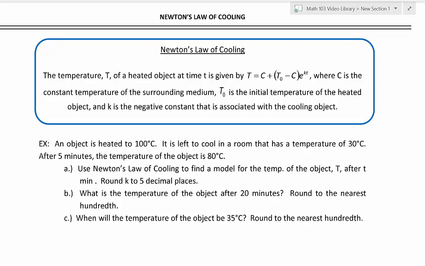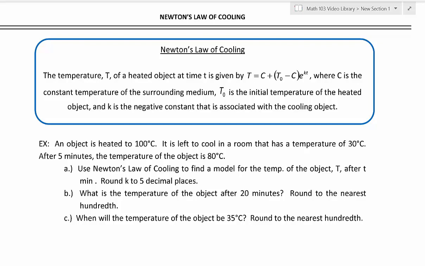This video discusses Newton's law of cooling, which is an application of exponential equations. Newton's law of cooling states the temperature T of a heated object at time little t is given by T equals C plus T sub 0 minus C times e to the k times t power, where C is the constant temperature of the surrounding medium, T sub 0 is the initial temperature of the heated object, and k is the negative constant that is associated with the cooling object.